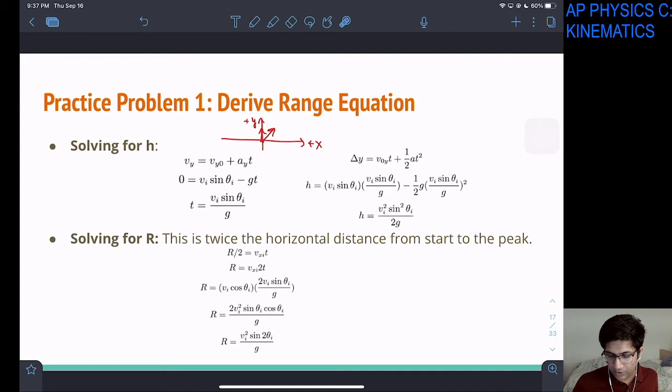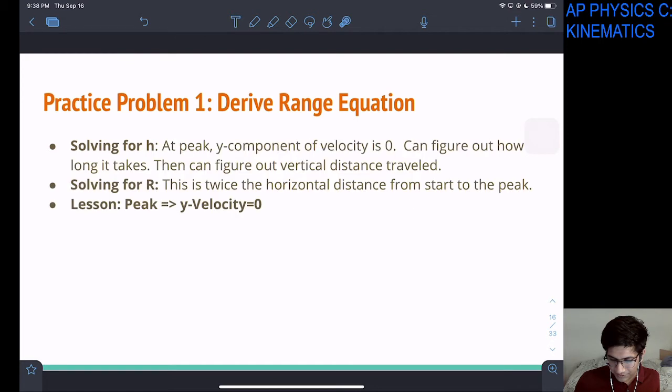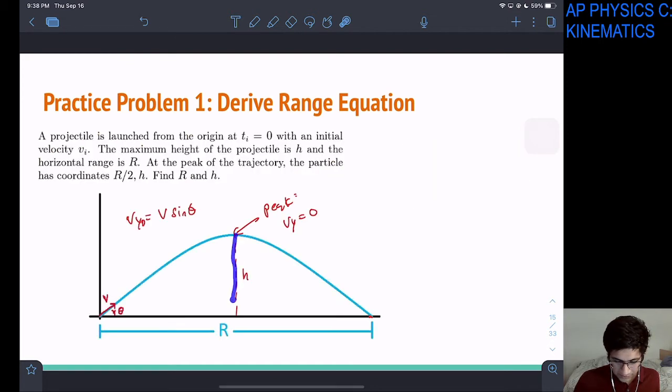And now we have 1/2 at squared. Remember, a is acceleration, which is minus g, where g is 9.8. That's because our acceleration is pointing downwards, and we already agreed that upwards is our positive y direction. So minus 1/2 g times t squared, same expression. If you simplify the expression, you can trust me on this one, you get this expression here. So now we've solved for h, this height here.